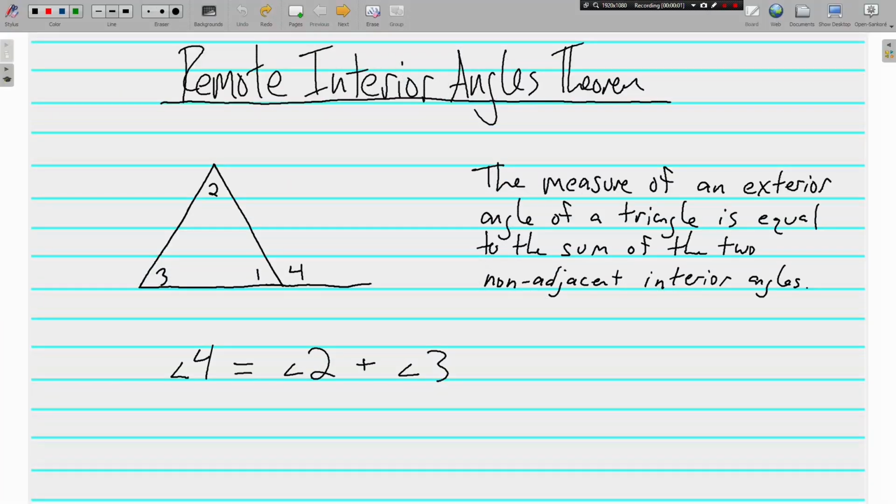Welcome back. This is Mr. Tipton, and today we're learning about the remote interior angles theorem.